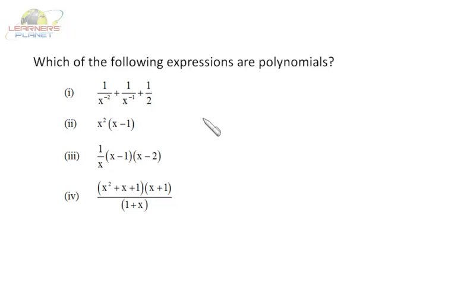Now let's find out which of the following expressions are polynomials. Once again, let's have a quick recap. What is the definition of a polynomial? A polynomial is an algebraic expression where the variables have non-negative integral powers. So let's see the first case, it's 1 upon x raised to minus 2. So we can write it as x square. Then it is 1 upon x raised to minus 1. We can write it as x, and then plus half. So the variables have non-negative integral powers, so it's a polynomial.